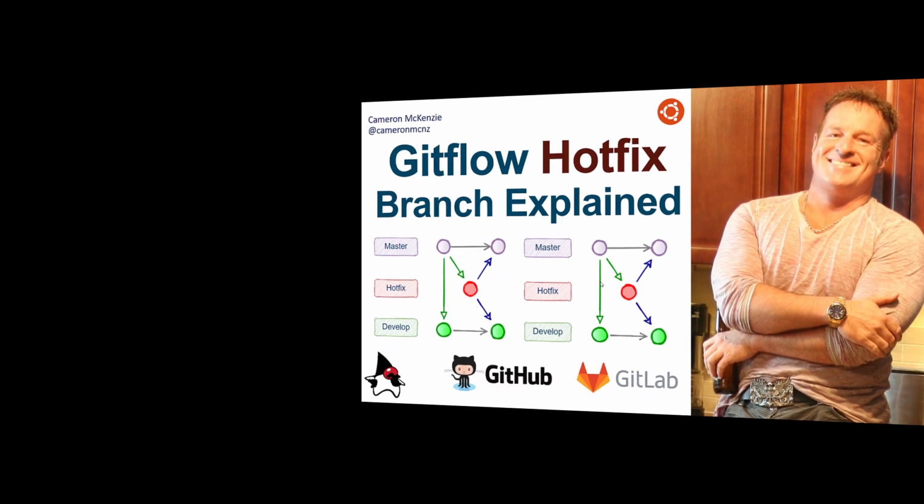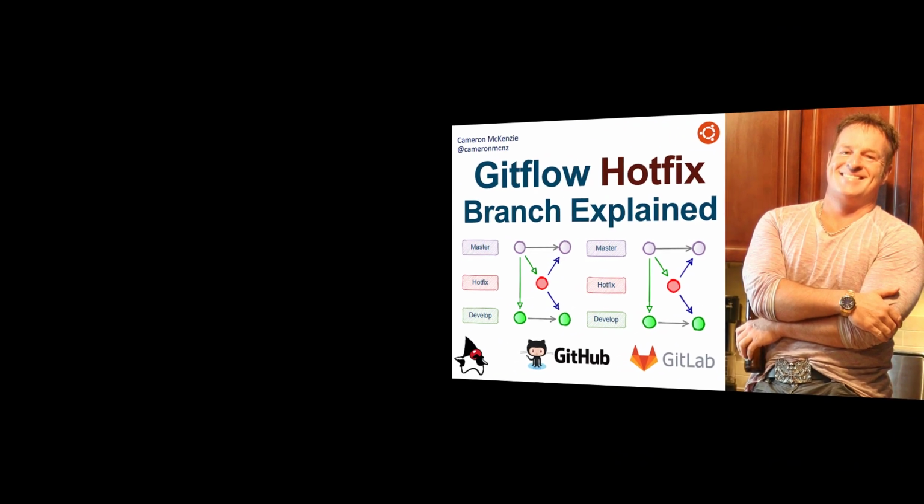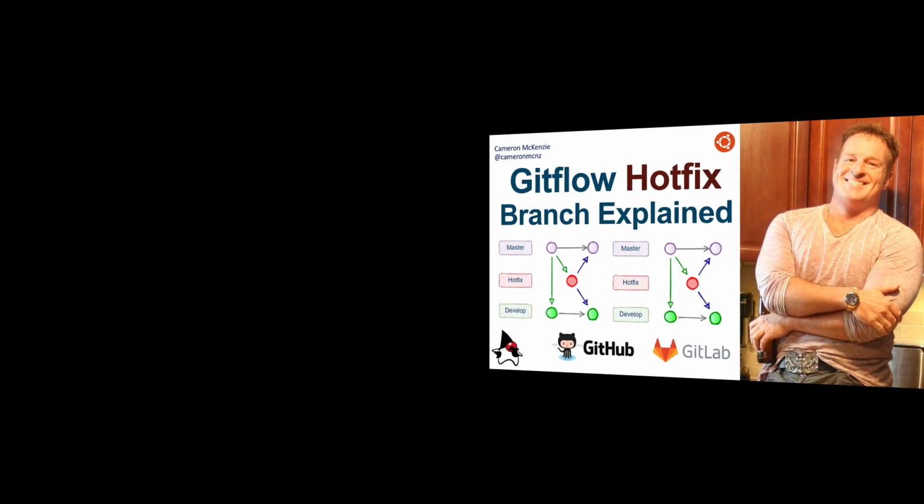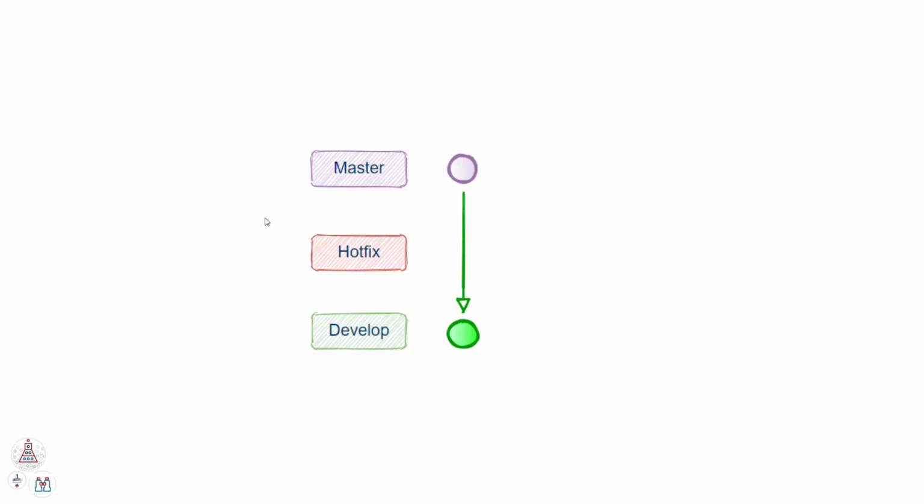Hey, I'm Cameron McKenzie, and I wanted to talk to you about the Git Flow hotfix branch, how to start it, how to finish it, and how to integrate it into your Git Flow workflows. So here is what a Git Flow repository looks like after you've done git flow init. You've got a master branch, you've got a develop branch, and you don't have a hotfix branch. But let's imagine you've been doing a lot of development and a lot of merging of releases into master. All of a sudden you've got a problem here. Well, what do you do? You have to create a hotfix branch.